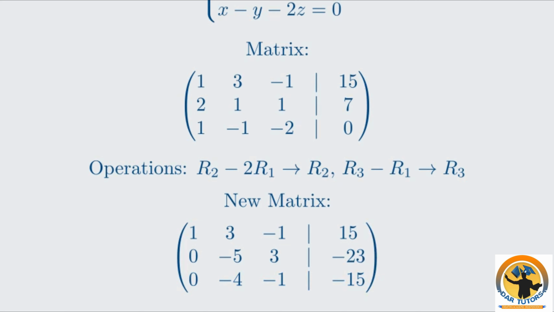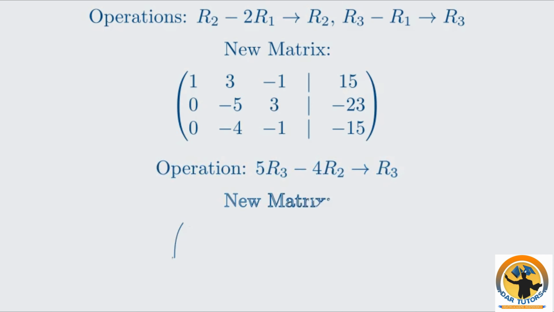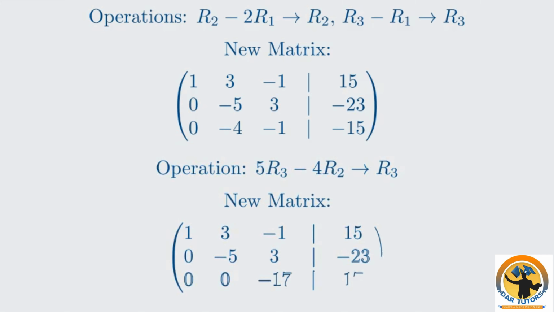Next, we need to create a 0 in the second column of the third row. We'll use row 2 to eliminate the -4 in row 3. We perform the operation 5r3 minus 4r2 arrow r3. The first two rows stay the same. The new third row is 0, 0, -17, 17.